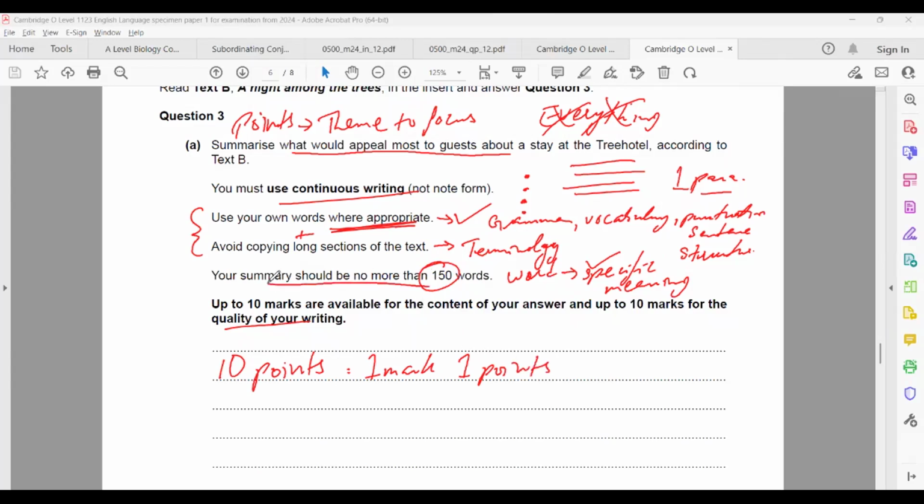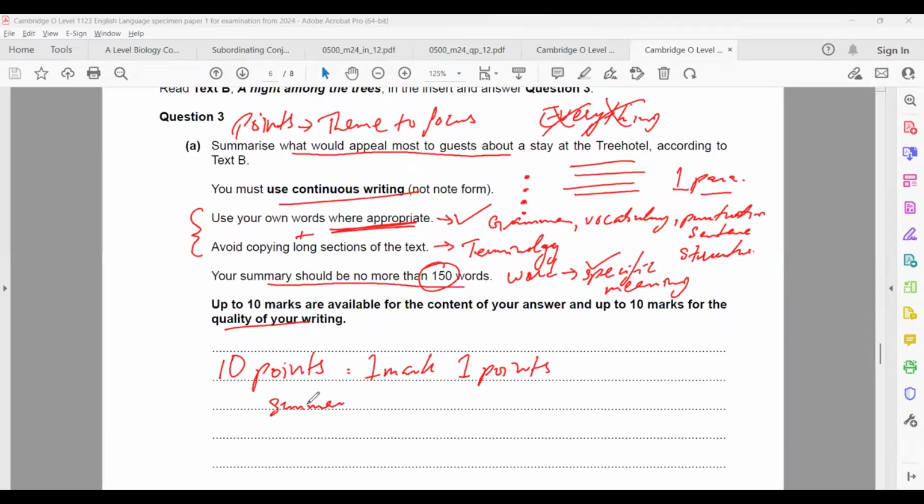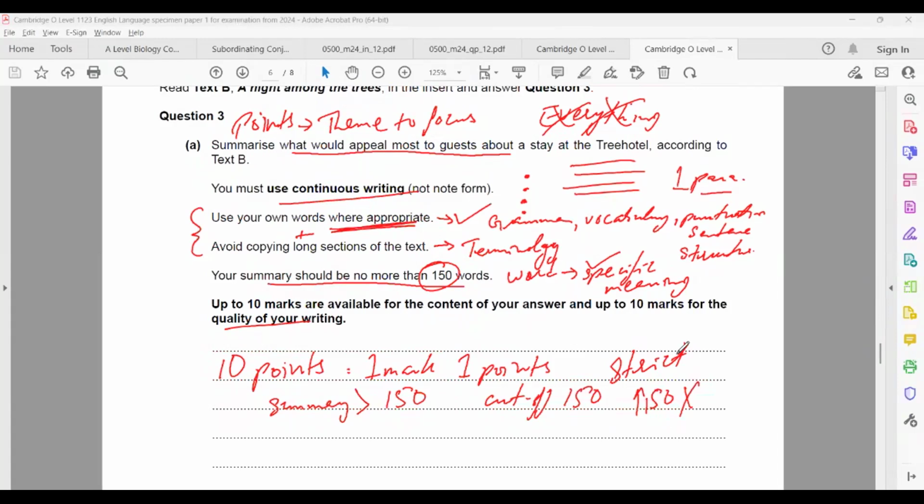Your summary should be no more than 150 words. What does that mean? That means that if the summary is above 150 words, the cutoff is 150. Anything above 150, even if it's a single word, will not be checked. So this limit is very strict. You can't go above it. Can you write less? Yeah, okay, fine.